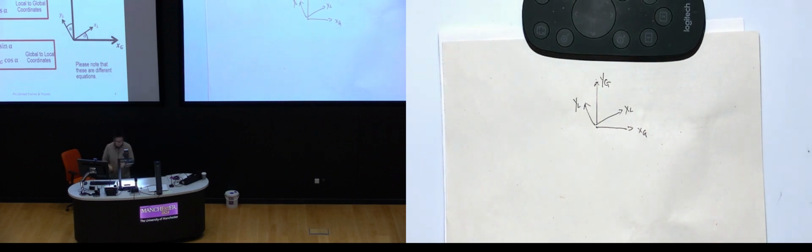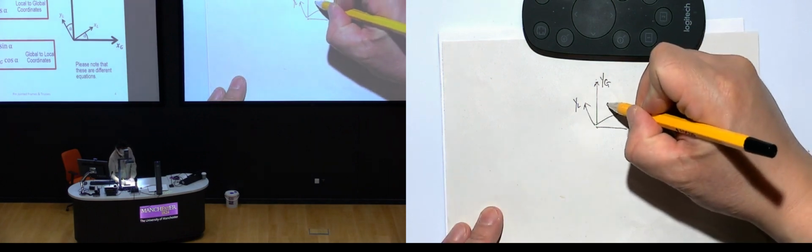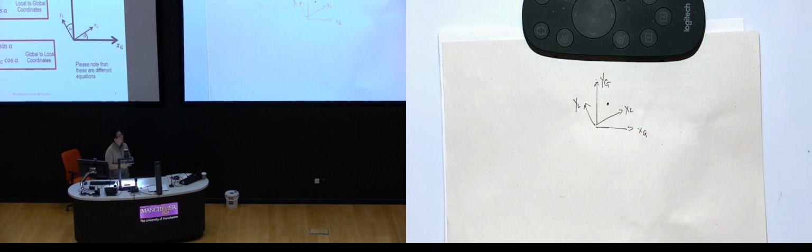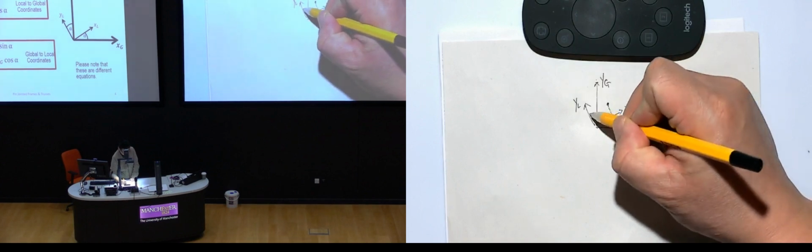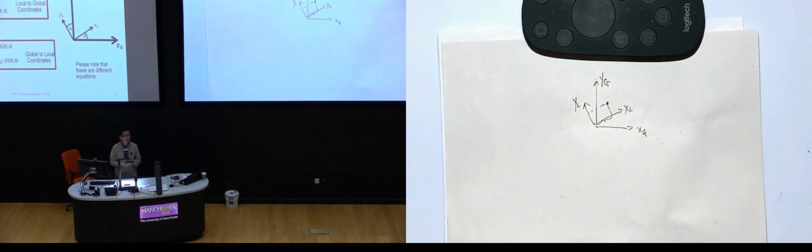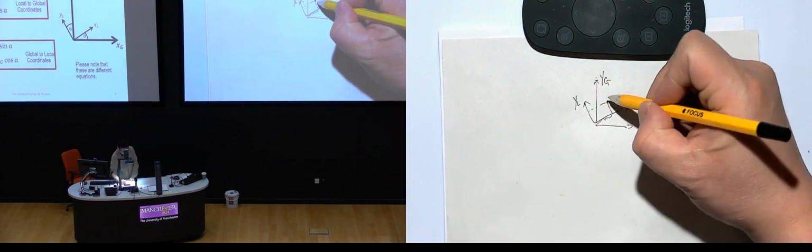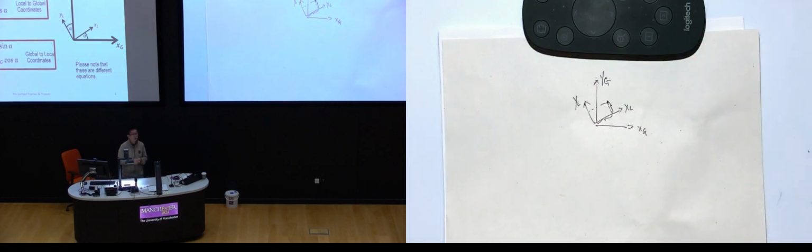This is what I draw here. And then let's say we have one particular point, which is here in the local coordinate system. When we say local coordinate system, that means this length gives the X coordinate in the local coordinate system, and this length gives the Y coordinate in the local coordinate system, right?